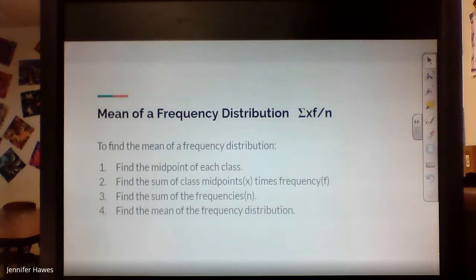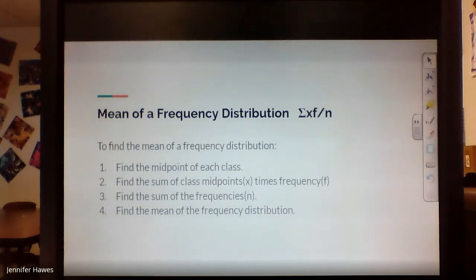And then the next one was finding the mean of a frequency distribution. Remember, a frequency distribution was after you made all your tallies. You had your class width, then your tallies, then your number. So, finding the mean of that. These were just the directions. The first thing they said to do is find the midpoint of each class. Remember, you broke it down into the classes.